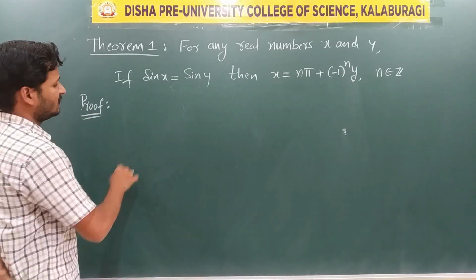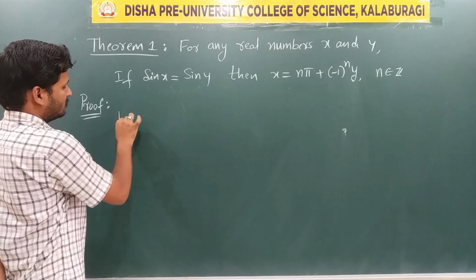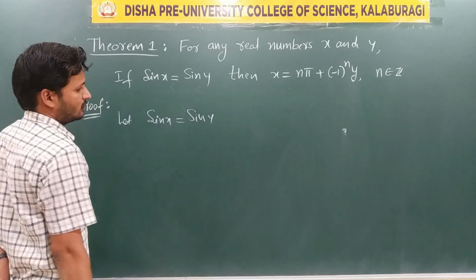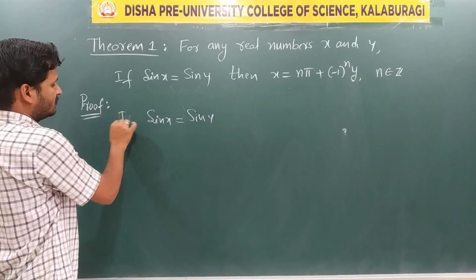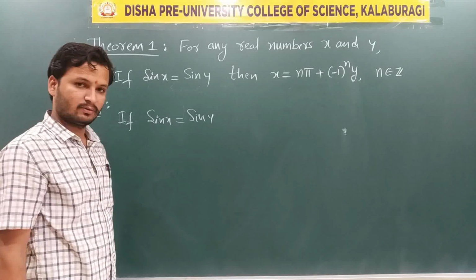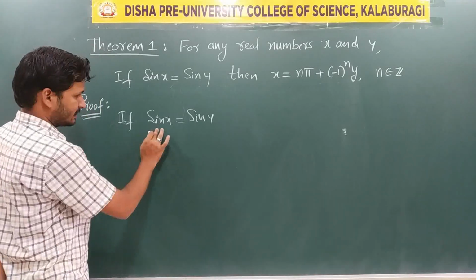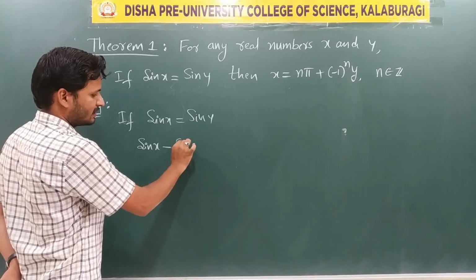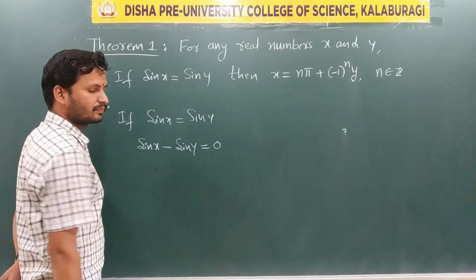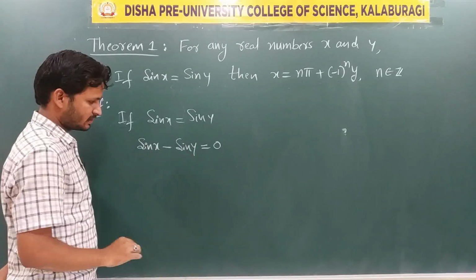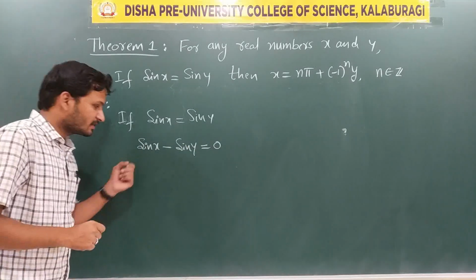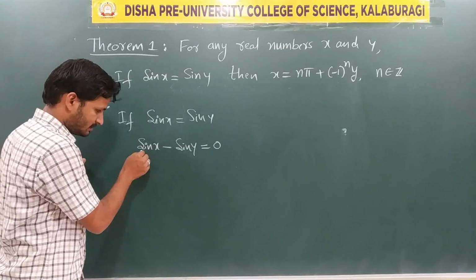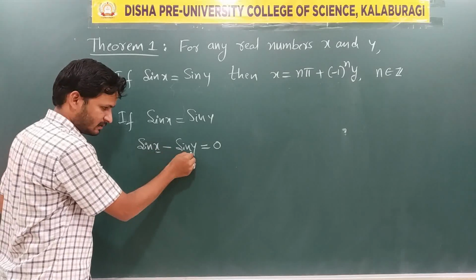Yes. Let sin x be equal to sin y. I will write sin x is equal to sin y as sin x minus sin y, which is equal to 0. Okay, sin x minus sin y is equal to 0. And now use here the sin c minus sin d formula. Correct? This is the sin of c minus sin of d.